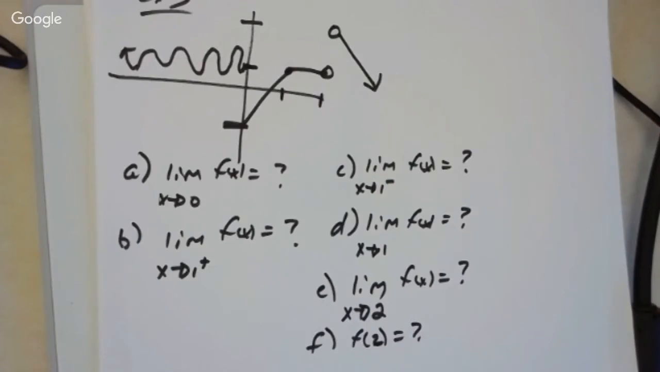Volunteer. Yep, Caleb. 1. So what's the limit, part D, what's the limit as x approaches 1 of f of x? 1, right, yeah, because the left and right-hand limits exist, they equal the same thing, and there's not more than one.